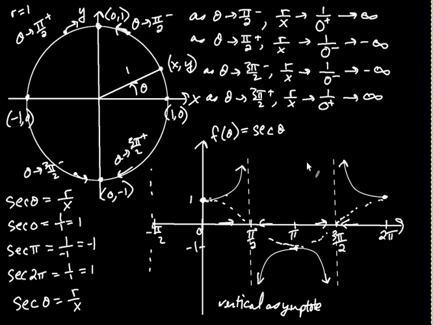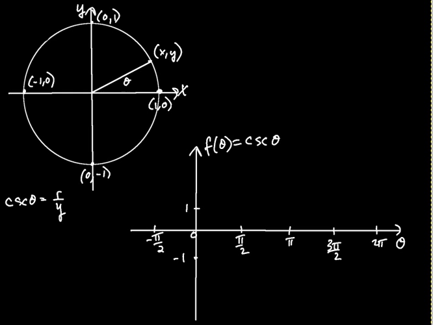And the reason is because, remember, cosecant is not r over x, cosecant is r over y. So let's take a quick look at that one. So cosecant is r over y. Okay, so we're going to handle this very similarly, right? Now, cosecant is r over y.